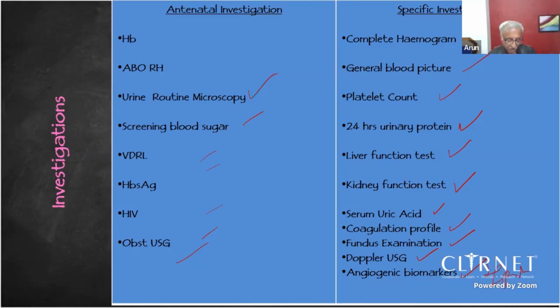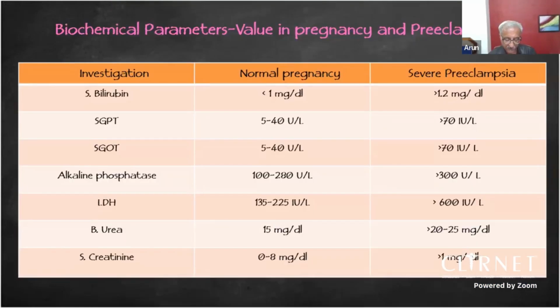All right. Now, biochemical parameter values in pregnancy and preeclampsia. In normal, we have all these things. Bilirubin is less than 1, here it is more. Your SGOT, SGPT are increased to more than double. If they're more than 2 times, then they're important, right? And creatinine is more than 1 milligram.